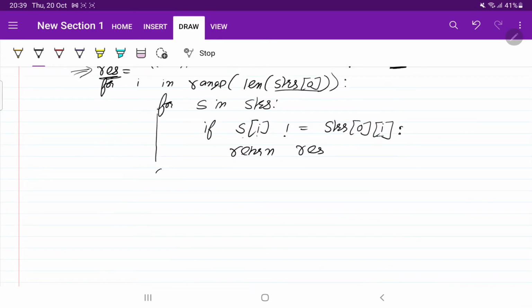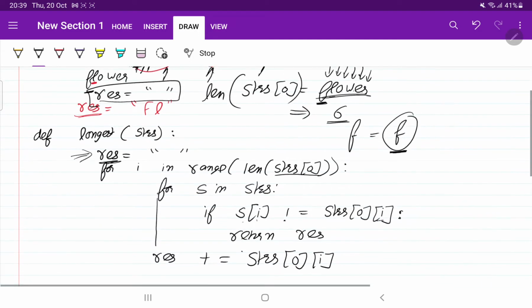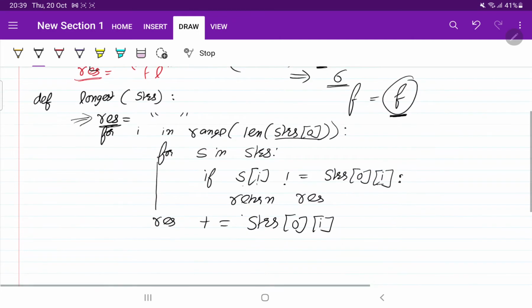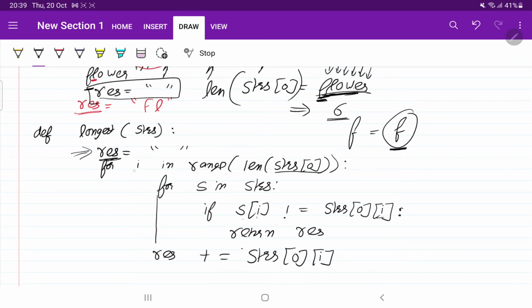Okay, so what we will do, we will add this f into our result that we have started. As soon as this for loop ends, result plus equals that character. Okay, what is that character? Strs of 0 of I. Strs of 0 means flower, and flower's first character is f. So this for loop will complete. Now I value will become 1. So 1 means what is the character that we have chosen now? We have chosen L.